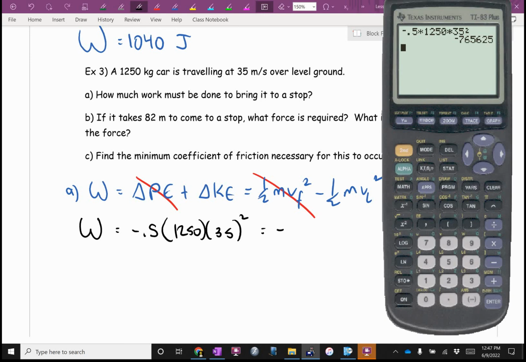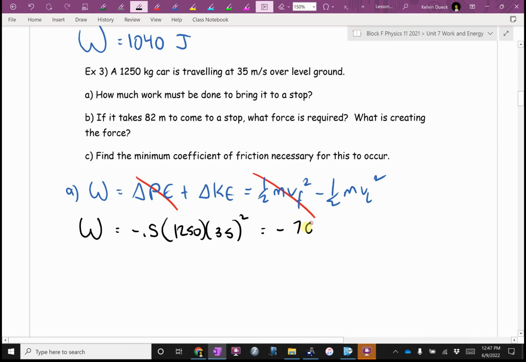Do you get negative 765,625? Why negative? Well, it's telling me the car has to lose energy. Okay? Has to lose energy. Where does that energy go? It's got to go somewhere. Where does it go? Yeah. Heating up your brakes, mostly.